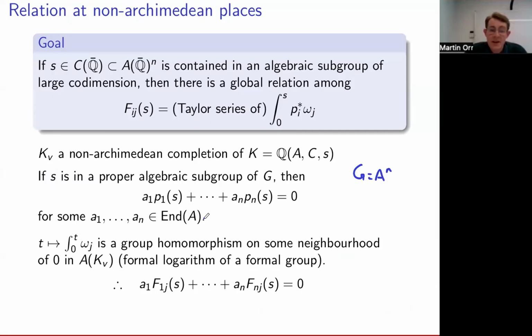And in the non-Archimedean places version of this, all I need is that this has to be contained in a proper algebraic subgroup. In this non-Archimedean world, I don't care about the codimension. So I get something much stronger in this situation. But in the end, of course, we're going to need to care about the Archimedean places as well.